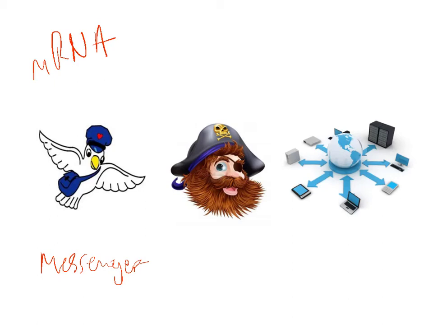Okay, so the next type of RNA we're going to encounter is the rRNA. Now you might be asking yourself, okay, I get the bird from messenger RNA. It's carrying a message from the nucleus out to the cell. But what's the pirate? I don't know. rRNA, right? I call it the pirate RNA. It has nothing to do with pirates, but maybe it will help you remember rRNA.